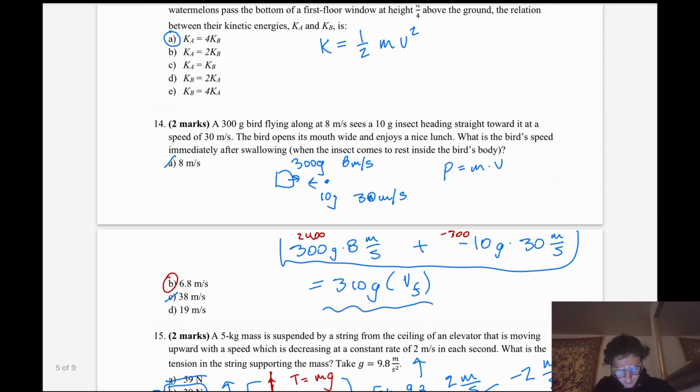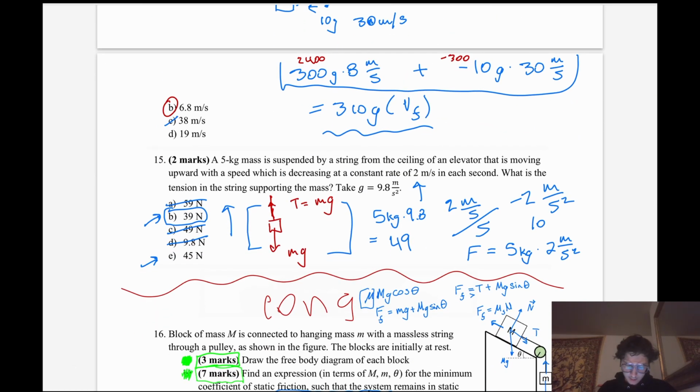300 kilogram bird or a 300 gram bird flying along. I did conservation of linear momentum. Let me just do this again. 300 times 8 minus 10 times 30, 2100, divided by 310, and then I get 6.774, round that up to 6.8. This one feels good to me too. I'm going to mark this one correct.